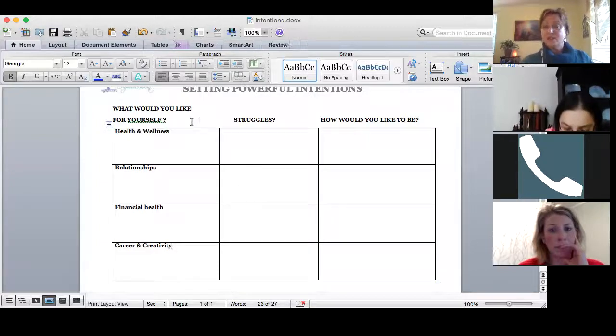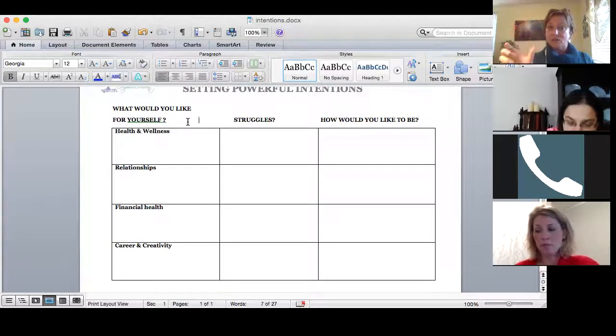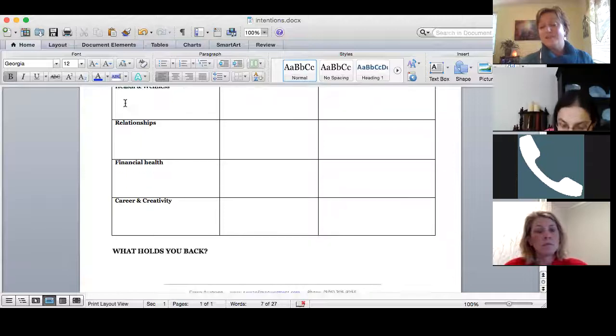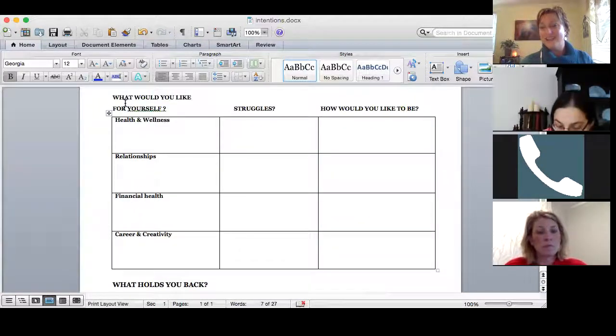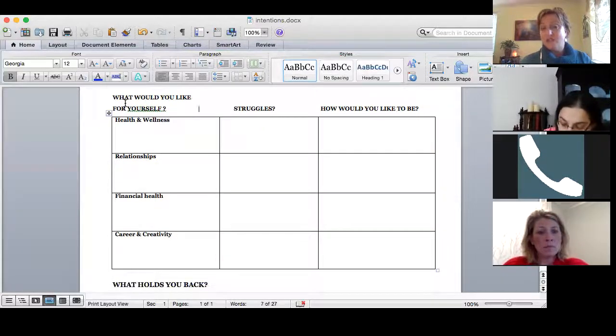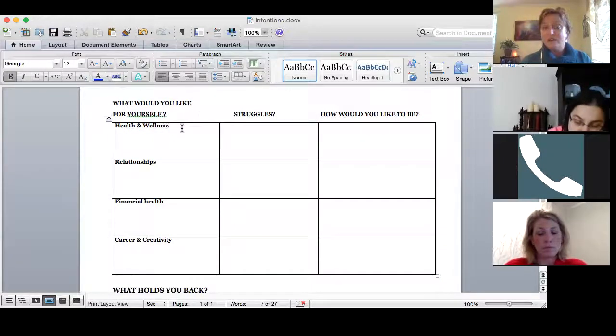So the first question we're going to ask ourselves, so the three columns again: what would you like for yourself? The second column is where you might be struggling in those areas, and how would you like to be in response to those areas? And then the final question is, what holds you back? That's the area we're going to be working with as we go forward. So that might be your intention. Your intention could be, I want to work with relationships, deepening my own relationship, or it might be, I want to have greater health and wellness, or I just want to be able to chill so that I can give more to my career and my financial health and well-being.